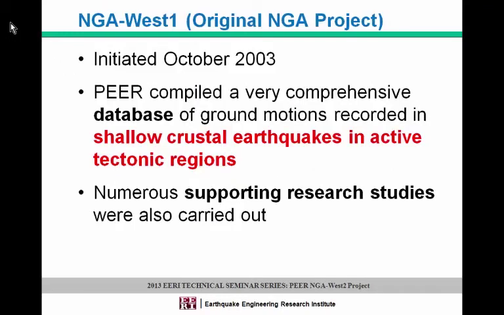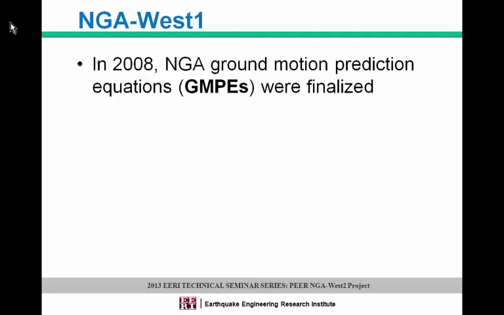Just to give you a background why we call it NGA-West2 versus West1 and so on. We started in October 2003. It was a kickoff meeting about NGA-West. At that time, we called it NGA-West. We didn't know that we are going to go to NGA-West2 and so on. Now we call it NGA-West1. We started a relatively large program, as I mentioned, for development of ground motion prediction equations for shallow crustal earthquakes in active tectonic regions like California, West Coast, and with many numerous supporting research projects. We started 2003, we finished it in 2008.